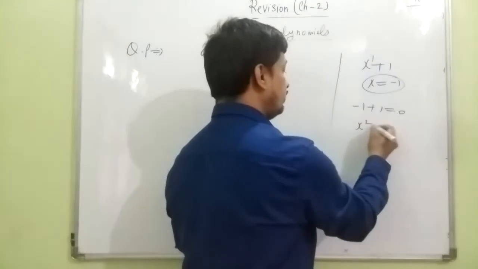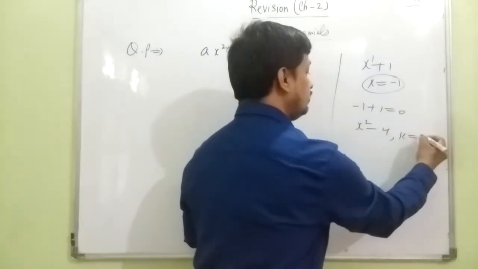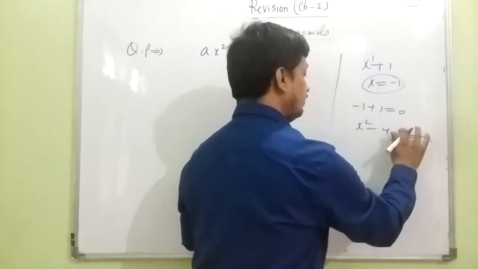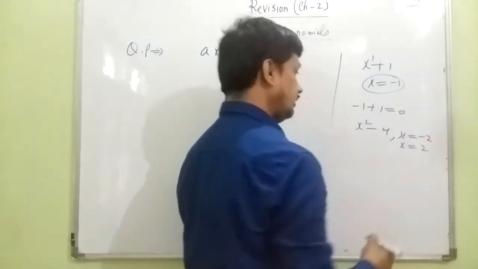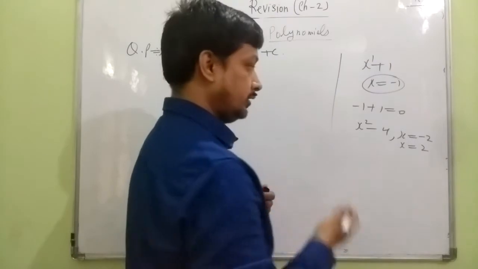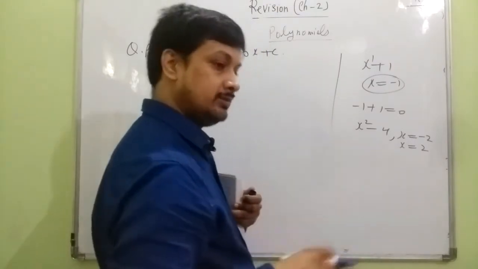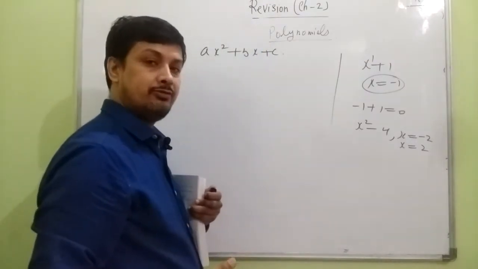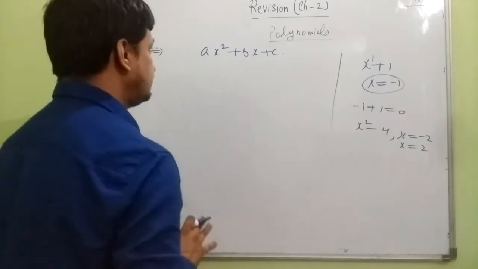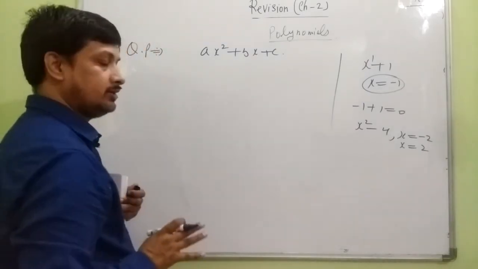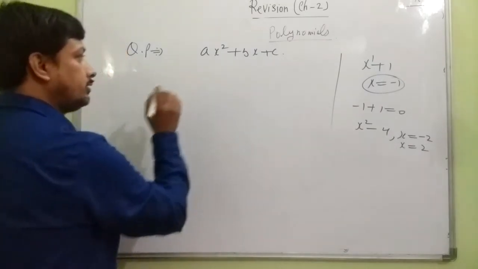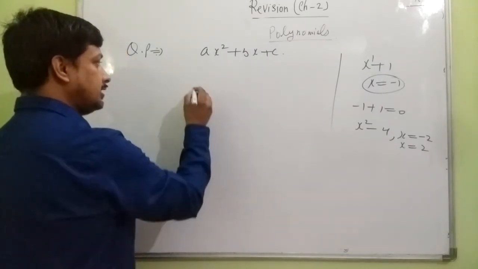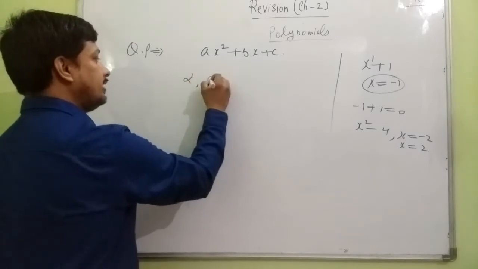Now for a quadratic polynomial, there can be two zeros. For example, for this polynomial, two zeros are x equal to minus 2 and x equal to 2. Similarly, a cubic polynomial will have three zeros. In this chapter, we are focused on quadratic polynomials. A quadratic polynomial has two zeros. Let us consider them to be alpha and beta.